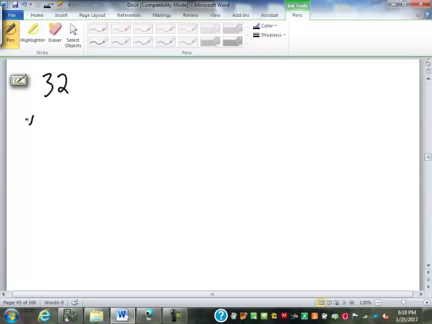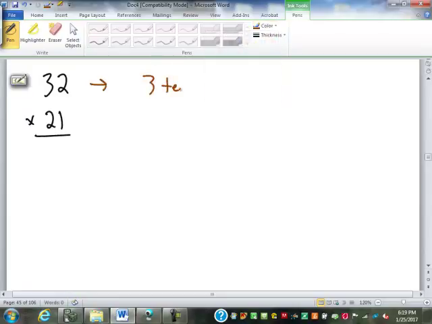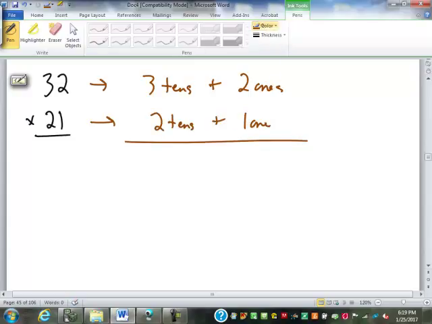Let's have 32 times 21. So that's 3 tens and 2 ones times 2 tens and 1 one. When we multiply, we do not have to have the same name. So what that means is these 3 tens here can not only be combined with these tens, but they can also combine with the 1 one. In fact, every digit in this number can be combined with every digit in the other number. And that's all that our long multiplication is: an organized process to make sure that every digit in one number gets combined with every digit in the other number.